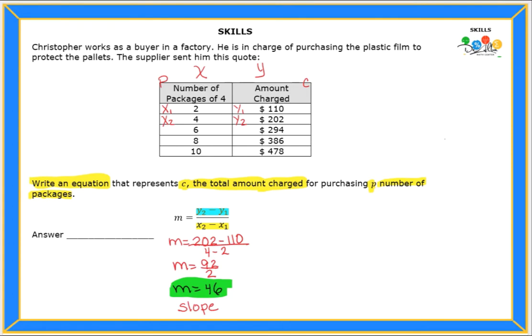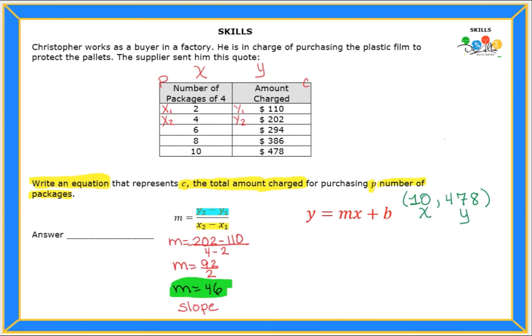So once I have the slope, then I need to find the Y-intercept. Okay? And in order for me to find the Y-intercept, I can actually use the formula, which I have right here. And it's the formula in a slope-intercept form. So in order for me to use that formula, I need to choose a point from the table. And the point that I'm going to choose is 10 and 478, where 10 is X and 478 is Y.